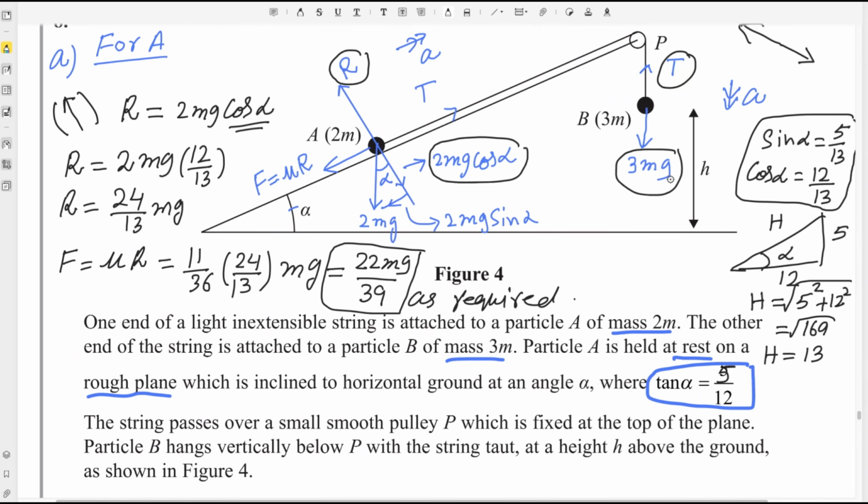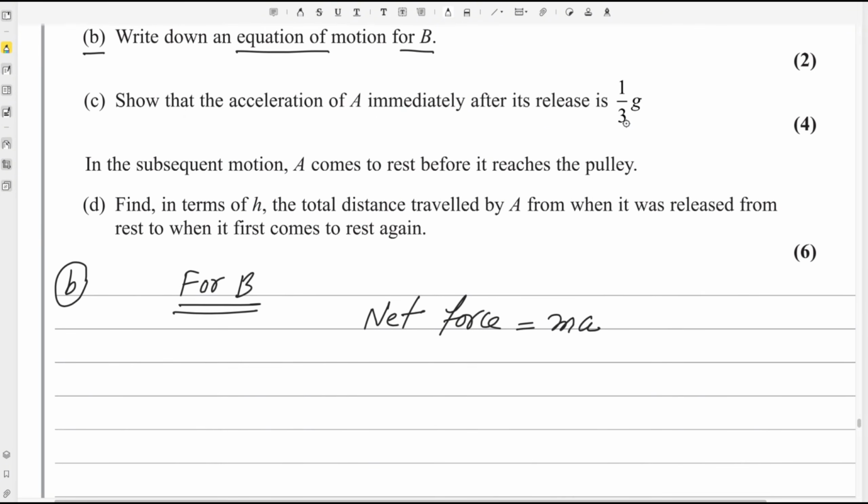So how could you get the net force? 3mg minus T, and the mass is 3m for this particle. So what is the net force here? 3mg minus T.